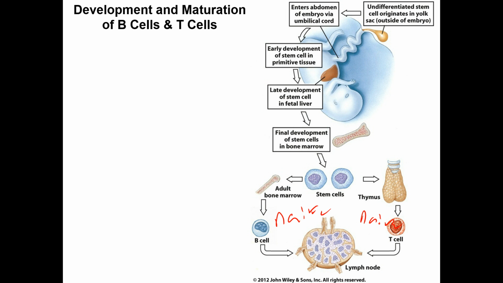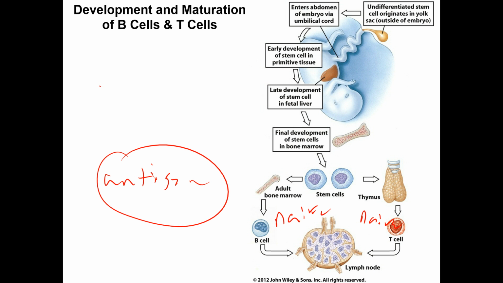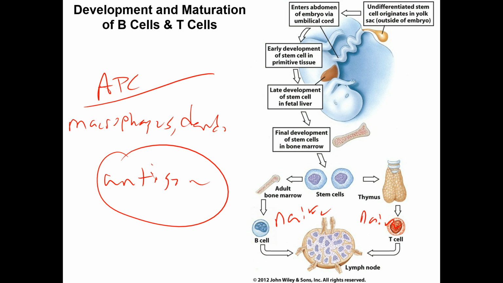And this is where they're going to become primed, when they come into contact with an antigen, specifically an antigen that's going to be presented by an antigen presenting cell. So in this case, your macrophages, your dendritic cells, as well as your neutrophils.